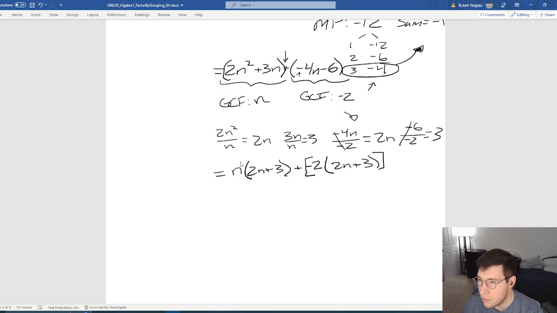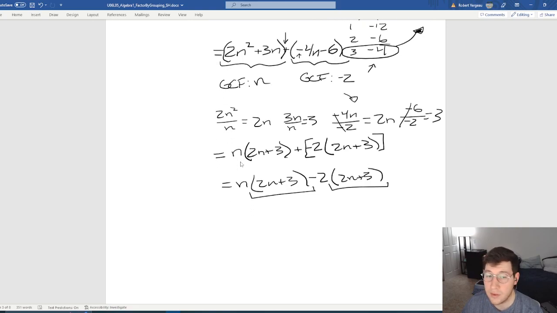And so now, I'm actually going to take one more step and just deal with this plus negative n times 2n plus 3 minus 2, 2n plus 3. Well, hey, look at that. Once again, these are the same. And so what we're going to find out is that if what's in our parentheses is not the same, we need to stop. We have to go back and revisit something. Every time we factor by grouping, they have to be the same.